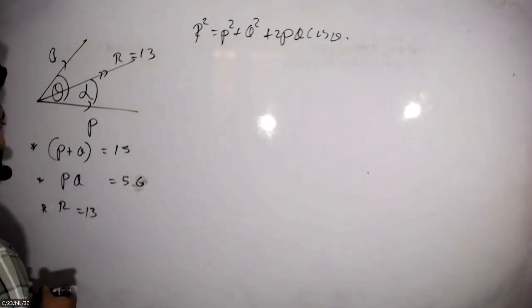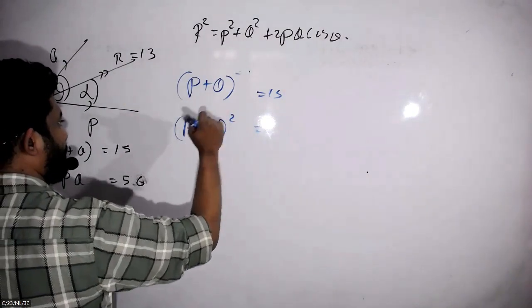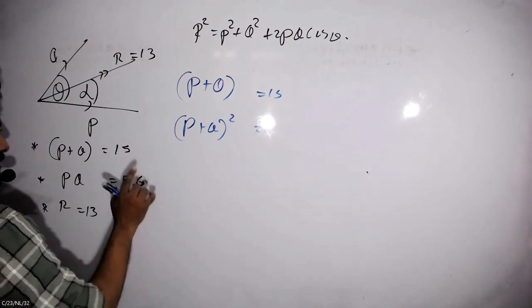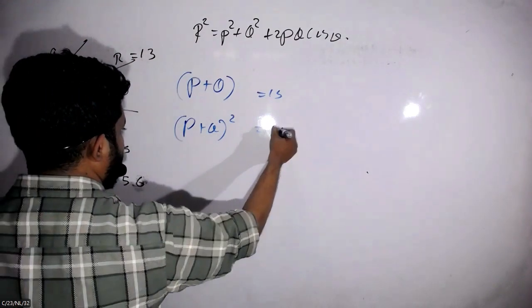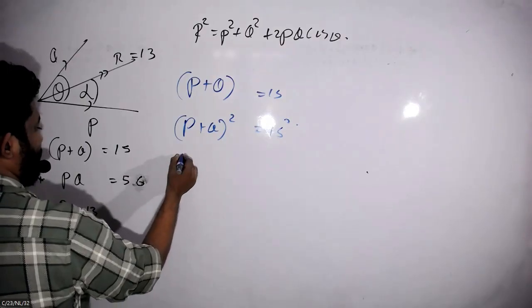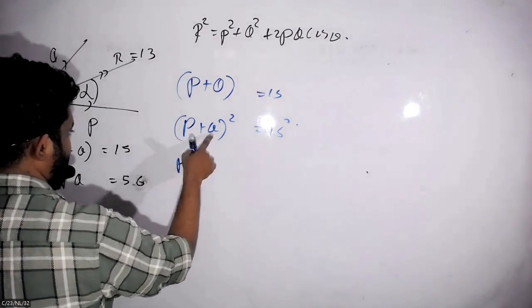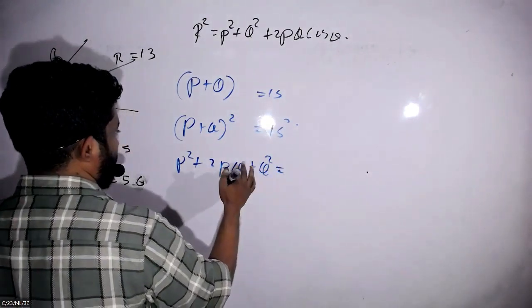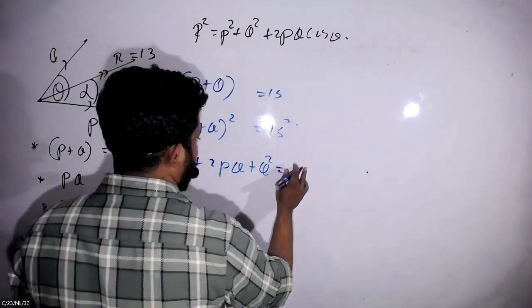Let me explain. P plus Q is 15. Then you can consider the square of P plus Q. Square of P plus Q is equal to 15 squared. Square of P plus Q is P squared plus first term into second term into 2 plus square of the last term. Do you remember these? Here it is 225.